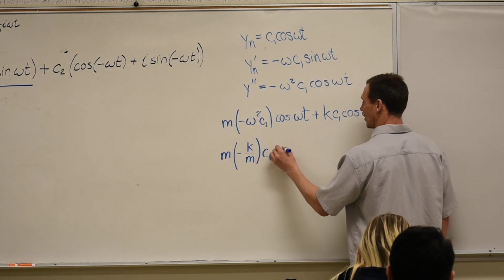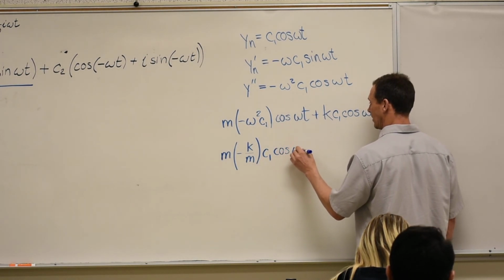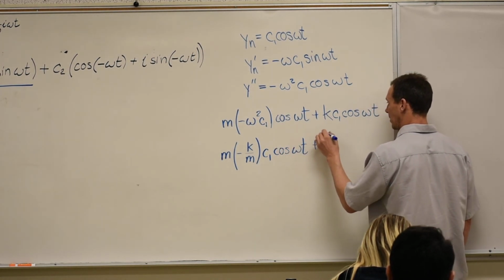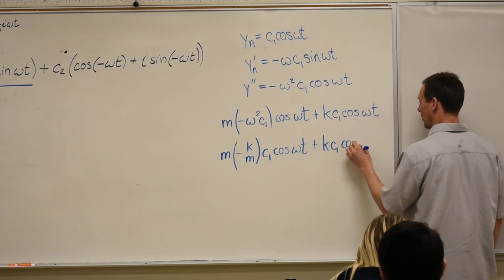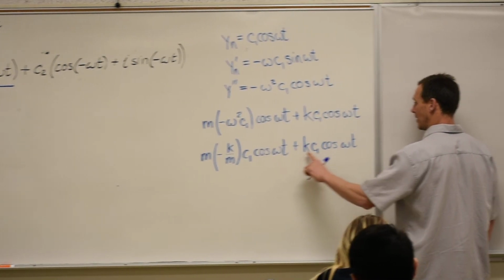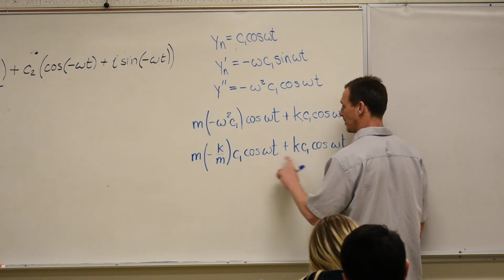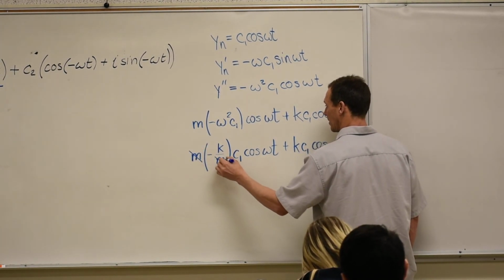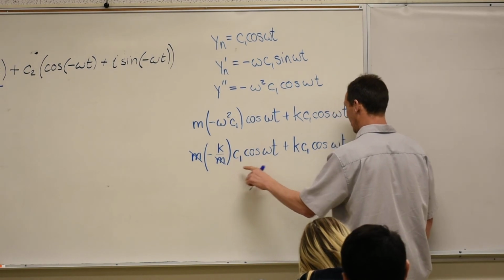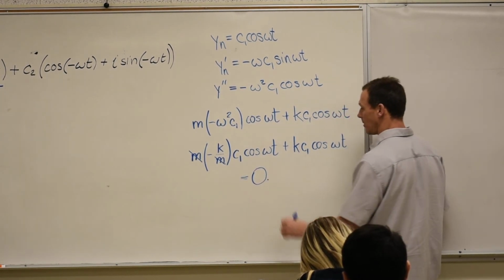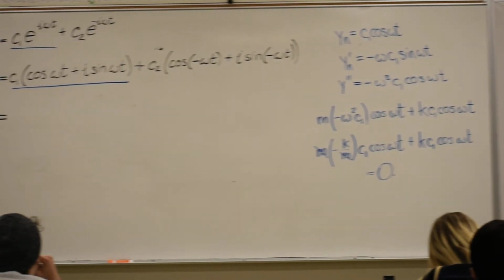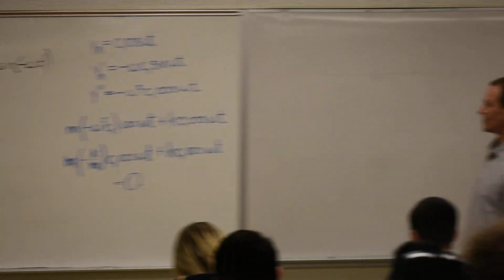C1 cosine omega t plus k C1 cosine omega t. Wait a minute, that's a minus k times C1, and the answer is 0. So you're like, wait a minute, which solution should I pick? Which solution should I pick?